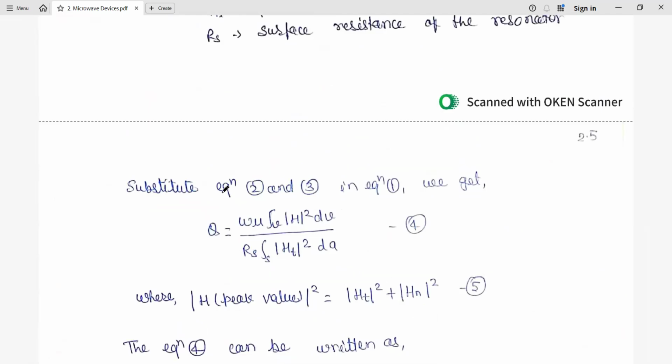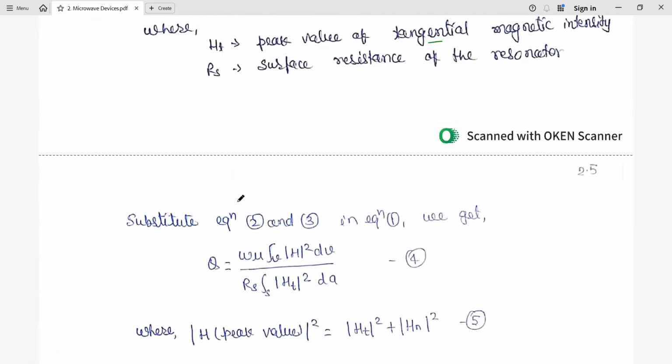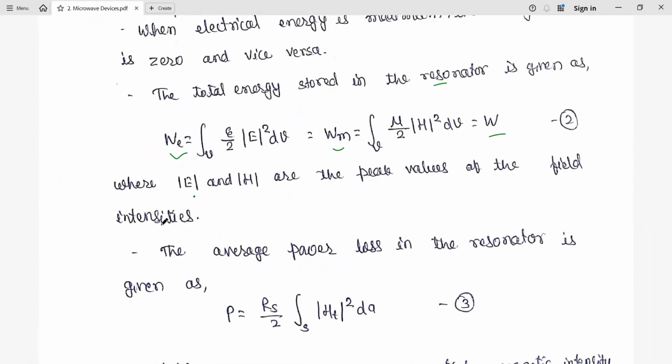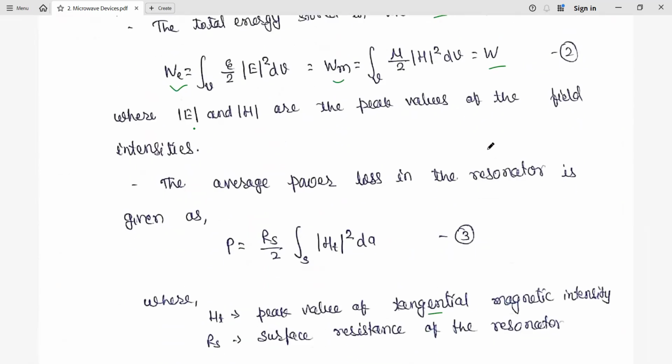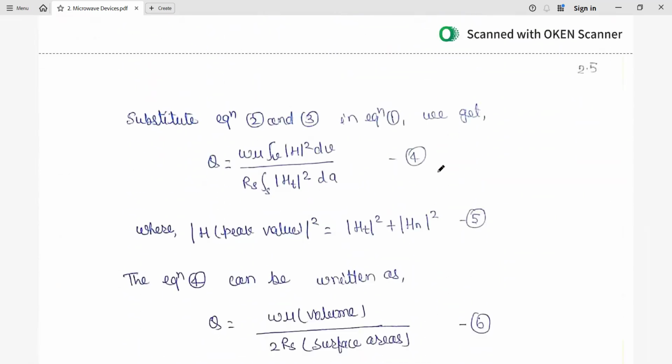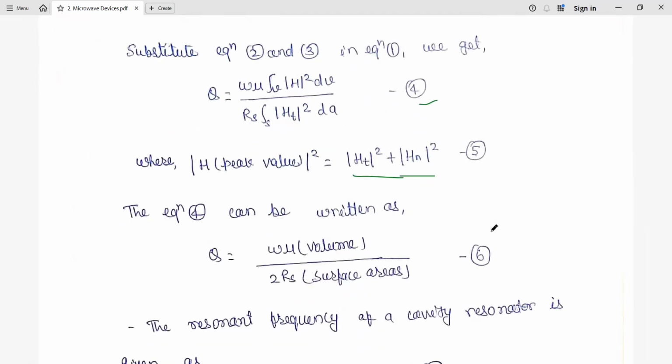Now these two equations, we should substitute equations 2 and 3 into equation 1. So then finally what do we have there? Omega W by P. Now we have the energy stored W, and the energy dissipated per cycle. Both values we have substituted, then we have equation 4 here, and this modulus of H is the peak value square, that is equal to the sum of the modulus of the tangential component square plus the sum of the modulus of the normal component square.